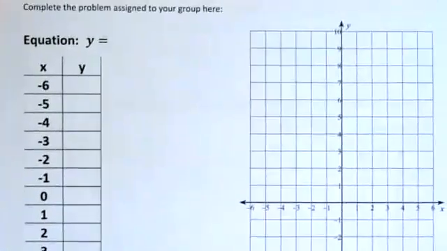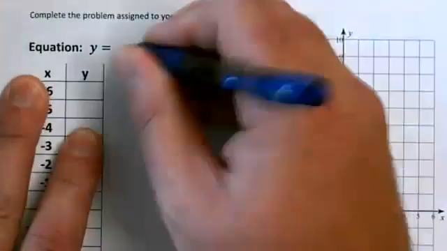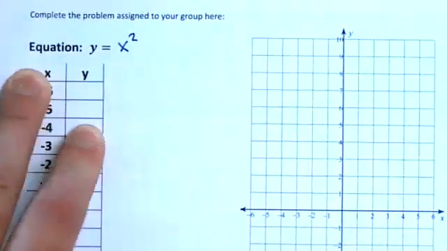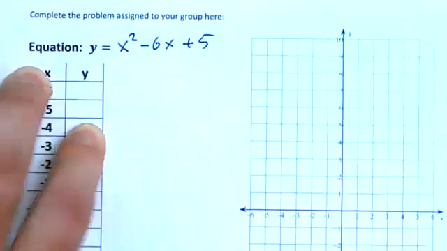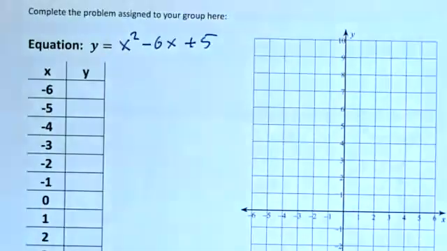I'm going to give you a different equation to do this time. You're going to need to copy this down. So our equation we're using this time is y equals x squared minus 6x plus 5. And I just want to remind you how to do this. We're not going to do this by hand this time. We're going to go ahead and use the calculator to speed things up for us.